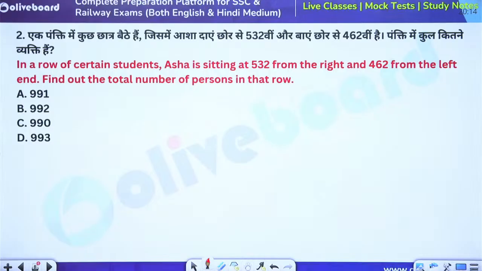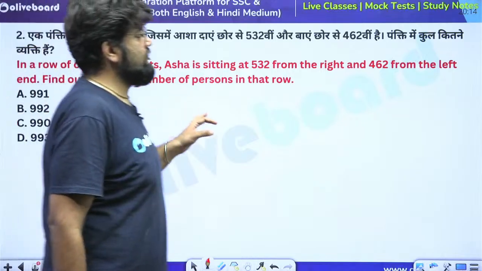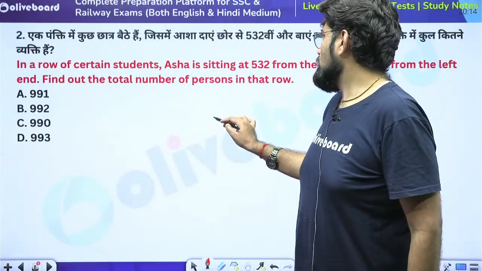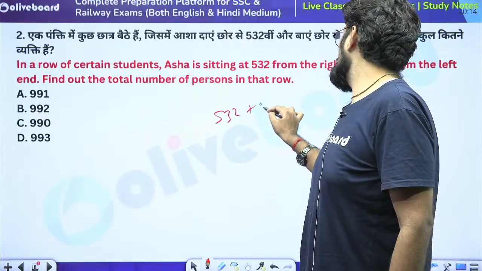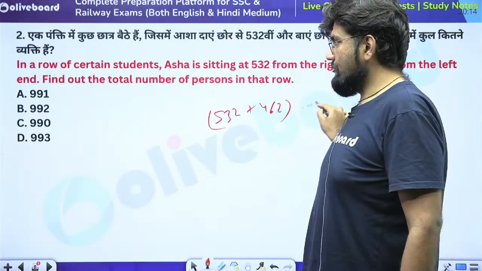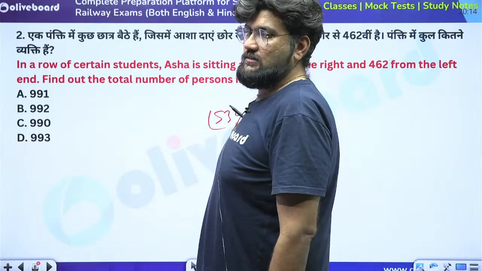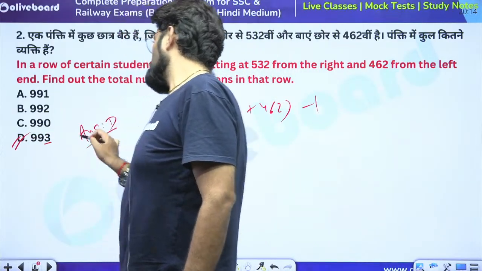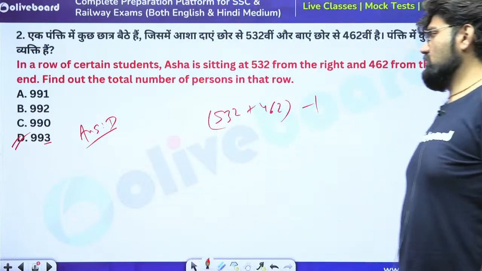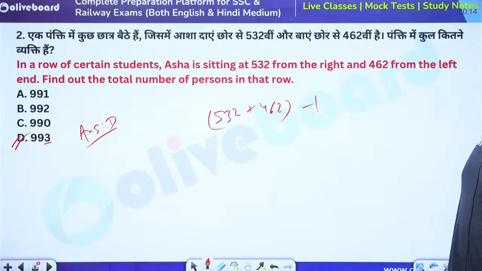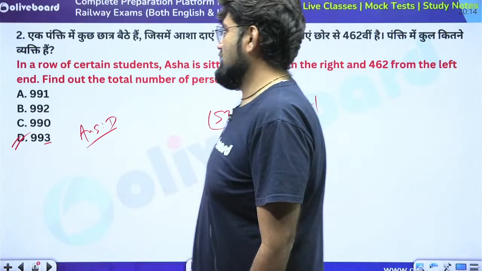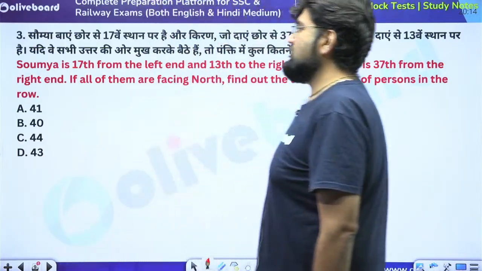It's absolutely simple. In a row of certain students, Asha is sitting at 532 from the right and 462 from the left. Correct. Rank of same person is given from 2 ends. What is the total? You just add 532 and 462, subtract 1. Now don't add it actually. Just go with the unit digits. It's 993. Option D. Even if you actually add it, you can still find it out. So it's 994 minus 1, 993. But even if you don't want to add, you can just check the unit digit. 2 plus 2, 4 minus 1, 3. So answer D is the correct answer. Next, the faster you are, the better it is.